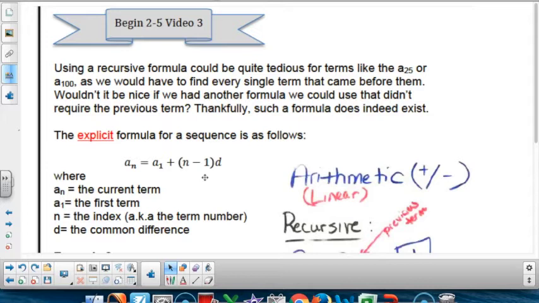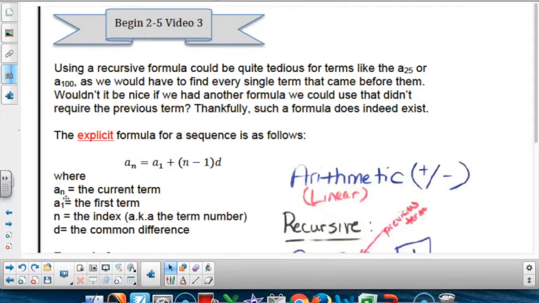Now, it looks more complicated, and it's true, it is a little bit more complicated. However, it's also infinitely more useful, because if I ask you to find a sub 25 or a sub 100, you do not want to sit and keep adding 3 100 times until you get to that 100th term. There's got to be a better way. So there is. It's called the explicit formula.